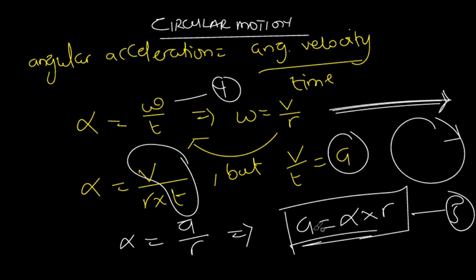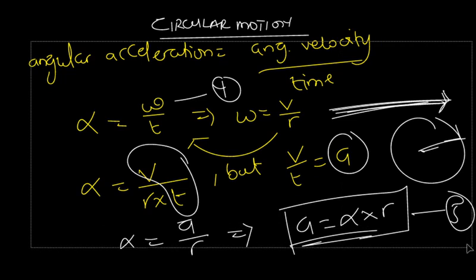So the linear acceleration, which is the one for the straight path, is equal to the product of the radius in the case of circular motion times the angular acceleration. Now let's have a look at the equations that we use in circular motion to solve examples.